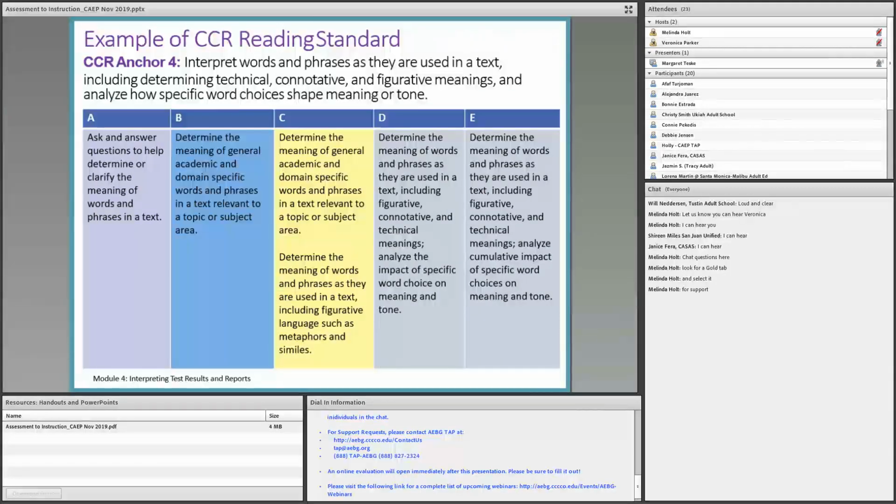Here's an example of a CCR reading standard if you're not familiar with them. This is one of the popular ones that are used quite often in most tests. Interpreting words and phrases that are used in text, sometimes into technical, connotative, and figurative meanings, and that's more on the higher end. So we start with level A, that's beginning, low beginning, asking and answering questions to determine or clarify the meaning. And then we get into more academic and domain-specific words. And we don't get into figurative or connotative technical until level D. Okay.